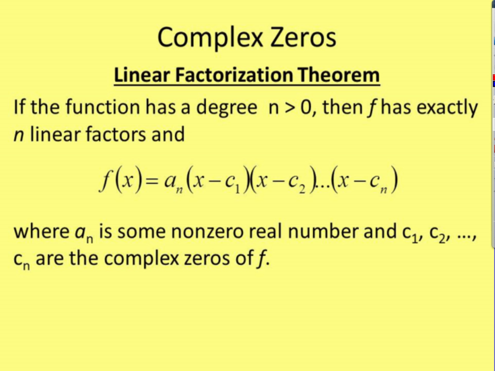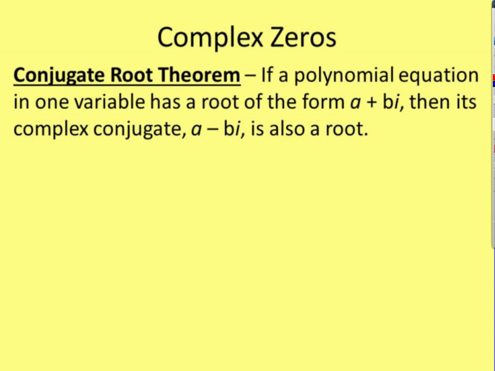The linear factorization theorem: if the function has a degree of n greater than 0, then f has exactly n linear factors. Now when we were breaking this down before, we wouldn't factor it any farther if they were non-reals, but now we are going to break them down. And so if there is a degree of 4, then we will have four linear factors. The conjugate root theorem: if a polynomial equation in one variable has a root of the form a plus bi, then the complex conjugate a minus bi is also a root.